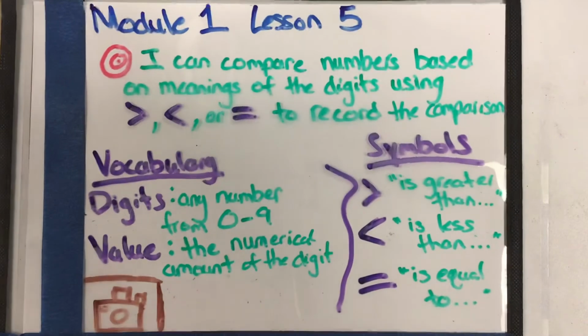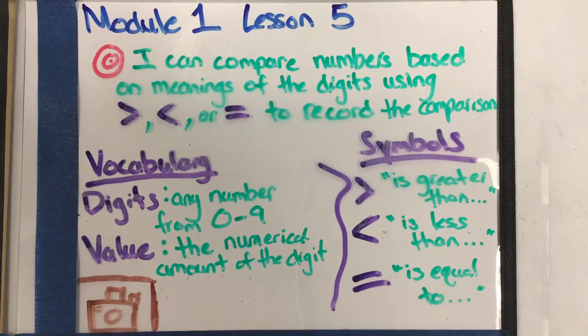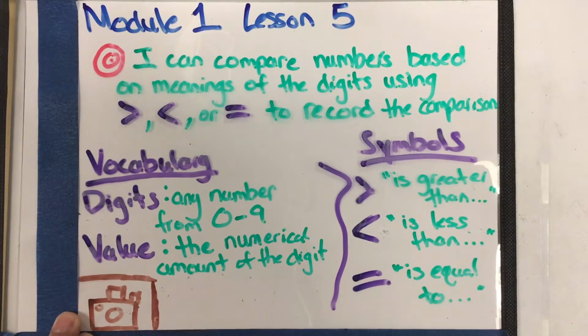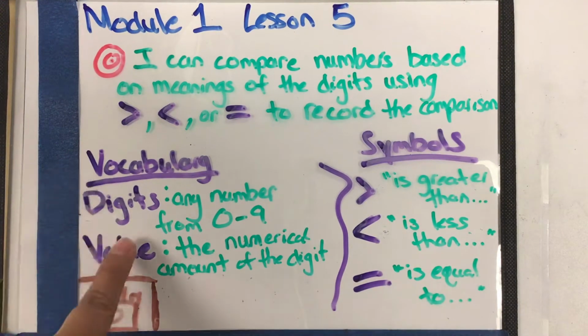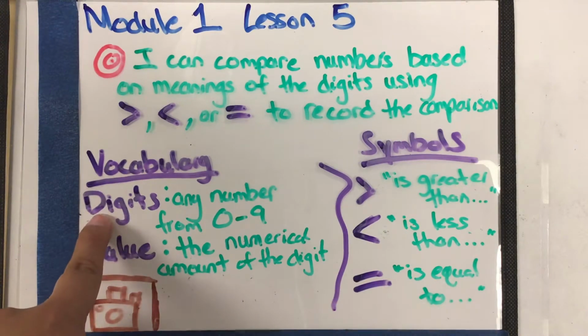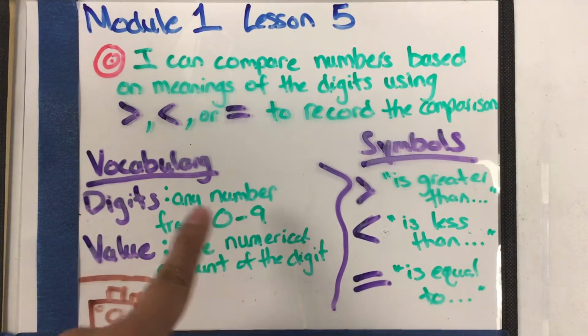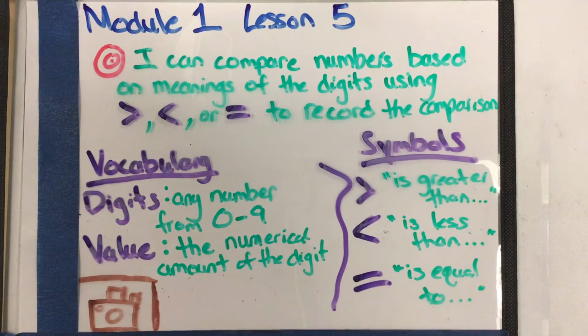So I have our vocabulary and our symbols right down here to show what they mean and how we're going to use them. And remember, we have this little camera down here, so feel free to take a picture to help you out with this if you didn't take it during our class. And so we're going to look here at our vocabulary. Our vocabulary shows that digits is any number from 0 to 9. So when we look at digits, it's an individual number that we use to represent other numbers. Okay, and I'll show you what that looks like in a little bit.